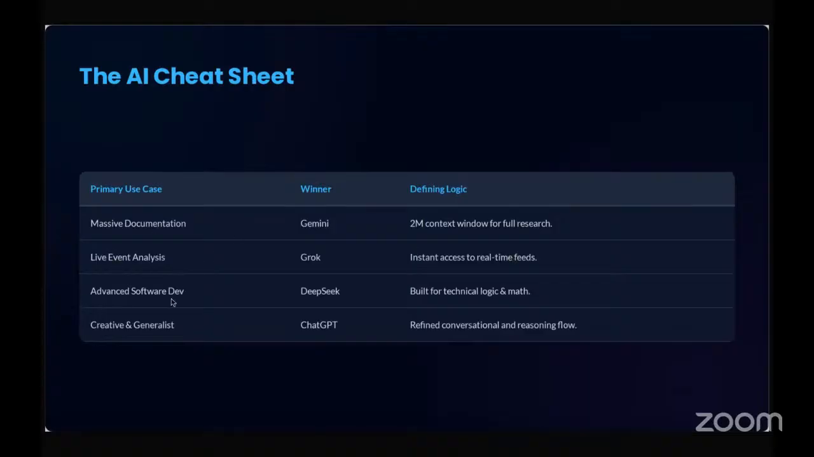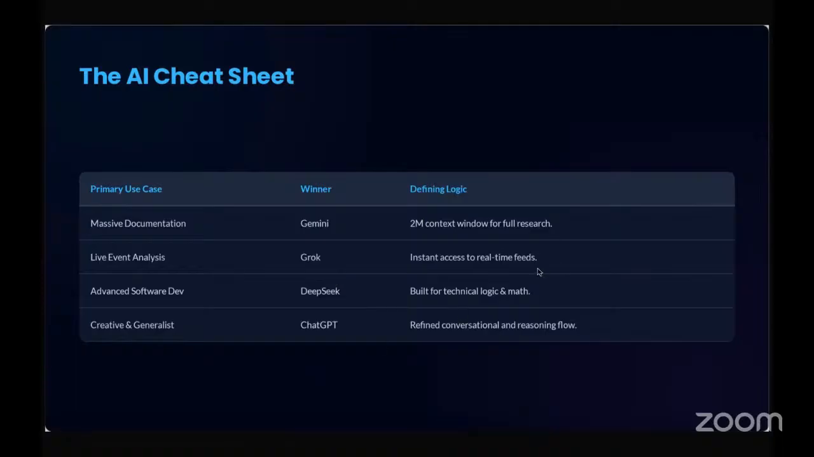And then you have advanced software development. As I said before, if you want anything that has to do with an efficiency model trained heavily on math and syntax, you're going to go for Deepseek. It doesn't really care about being a nice person, as I said. It only cares about giving you the proper math, the proper numbers, the coding, and the logic. So it's built for technical and logic math. And then last but not least, we have creative and generalist, the iPhone of AIs. It's smooth, it's easy to use, it's an all-rounder, it does everything. You can definitely go for ChatGPT.